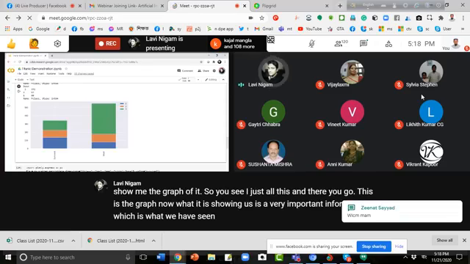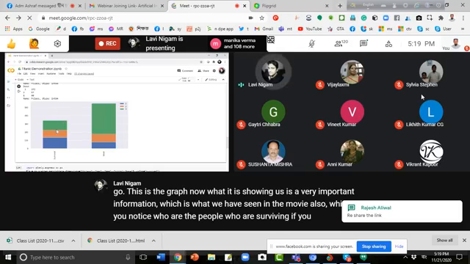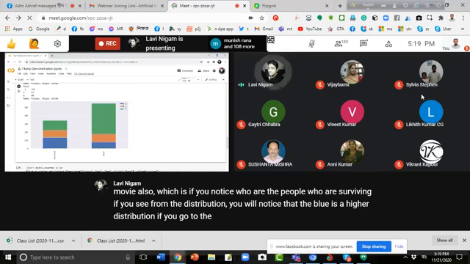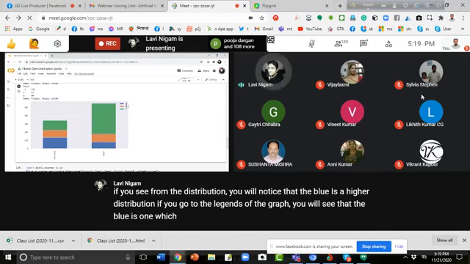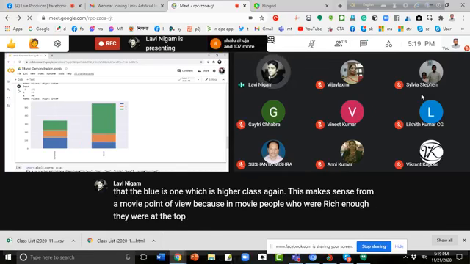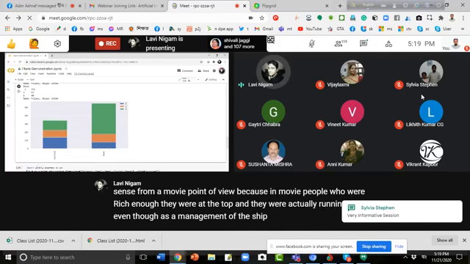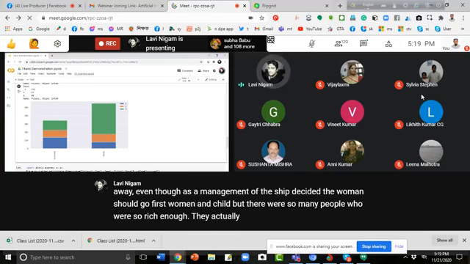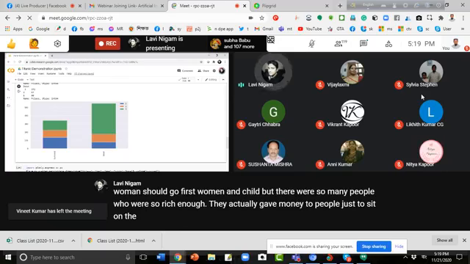Now, what it is showing us is a very important piece of information, which is what we have seen in the movie also, if you notice, who are the people who are surviving. If you see from the distribution, you will notice that the blue has a higher distribution. If you go to the legends of the graph, you will see that the blue is 1, which is higher class. Again, this makes sense from a movie point of view, because in the movie, people who were rich enough were at the top and were actually running away, even though the management of the ship decided the women should go first, women and children. But there were so many people who were so rich, they actually gave money to people just to sit on the boats and things like that, right? So this again shows the same thing from the graph itself.